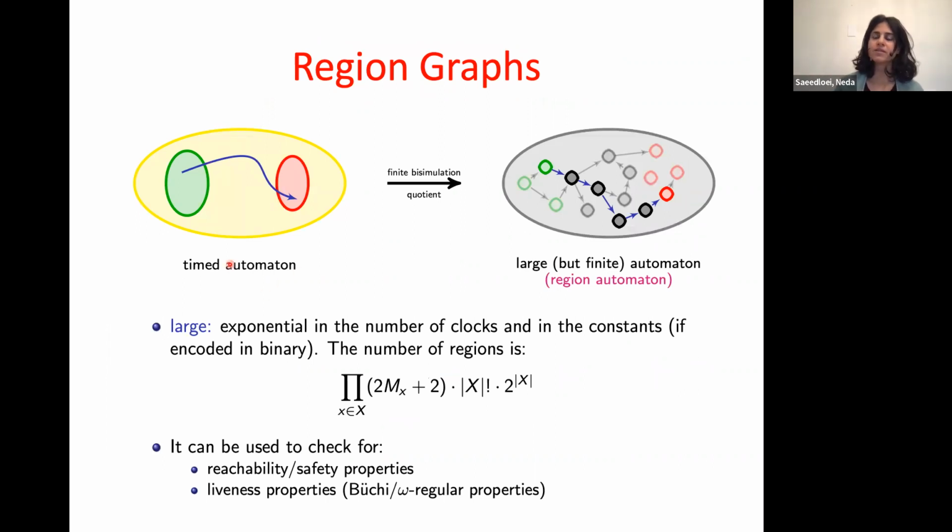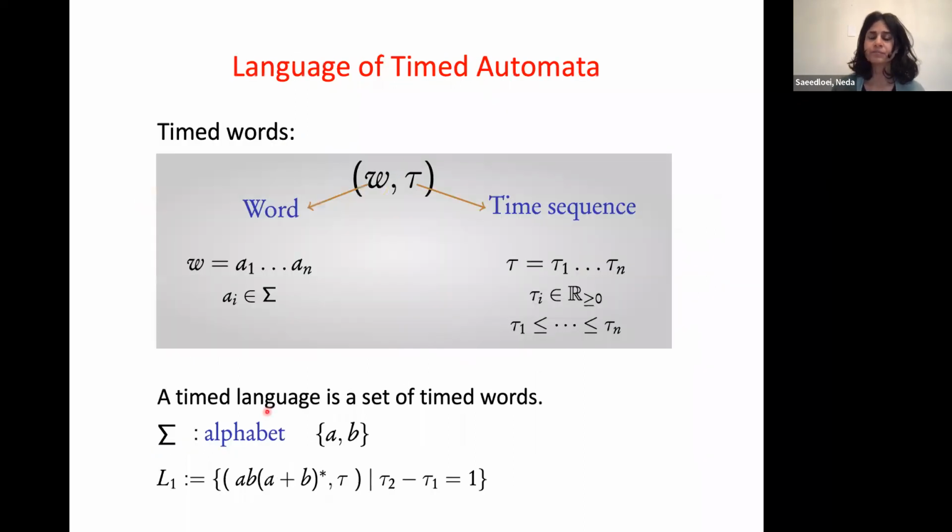Okay, what have we achieved by this? From a timed automaton, we established its region automaton, which is large but finite. It turns out that it is exponential in the number of clocks and in the constants, but it can be used to check for both reachability and safety properties, and also for liveness properties.